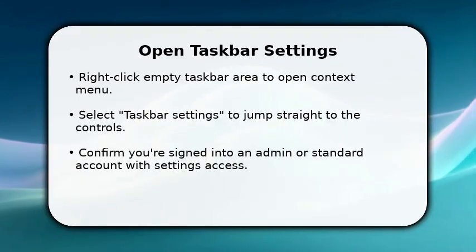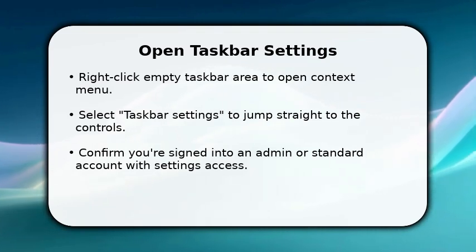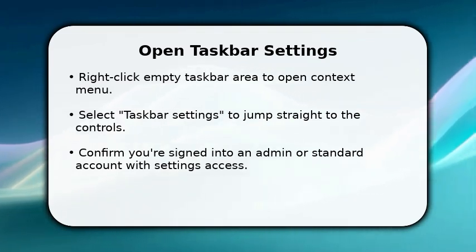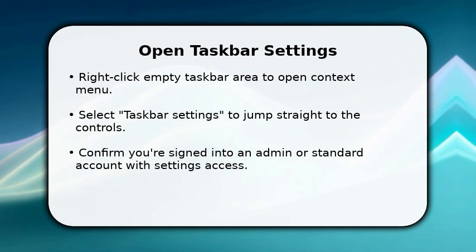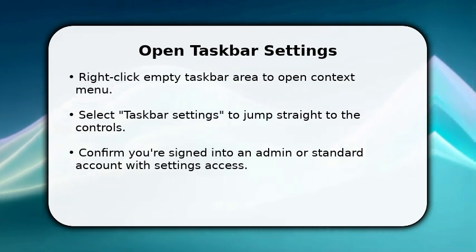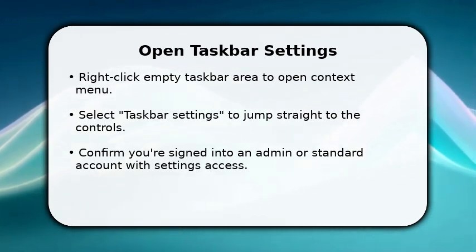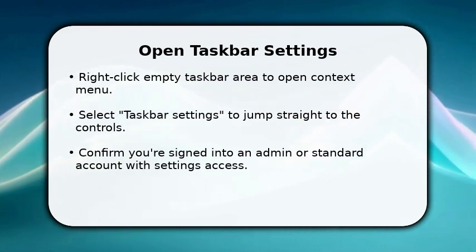You start by opening Taskbar settings. Right-click an empty spot on the taskbar and choose Taskbar settings. This gets you directly to the controls you need without detours. Once done, make sure you're on the right user account so toggles save properly.